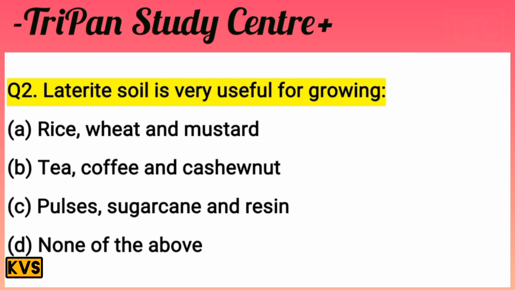Let's see what our answer is. First of all, analyze this question. Rice, wheat and mustard do not grow in laterite soil. Pulses, sugarcane and rubber also do not grow in laterite soils. And none of the above is not possible. The answer here is B, tea, coffee and cashew nut, because these grow in laterite soils very easily. That's important. Let's see the next question.